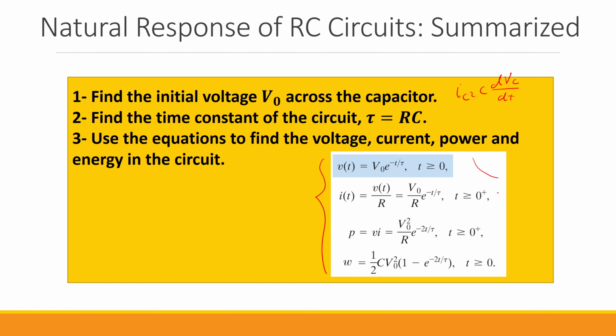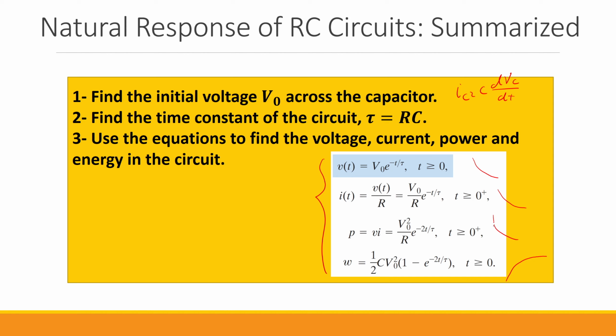The current is also a decreasing exponential function. So is the power of the capacitor, because over time, as more energy of the capacitor is being consumed, the amount of power that it can deliver is decreased. On the other hand, the energy is an increasing exponential function, but it has a limit too. So the maximum is 1 over 2 CV0 squared.